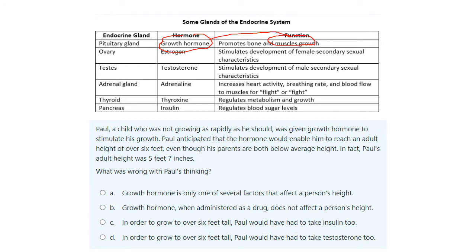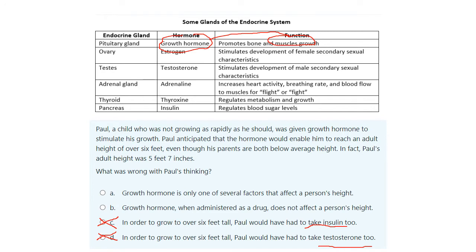Well, let's look at C and D. In order to grow over 6 feet, Paul would have to take insulin too, or he would have to take testosterone too. Well, testosterone is a male sex hormone. Women can be over 6 feet. That wouldn't make sense. Insulin controls the amount of blood sugar. That's not about growth. C and D do not control the height that a person grows to, so we can remove C and D easily.